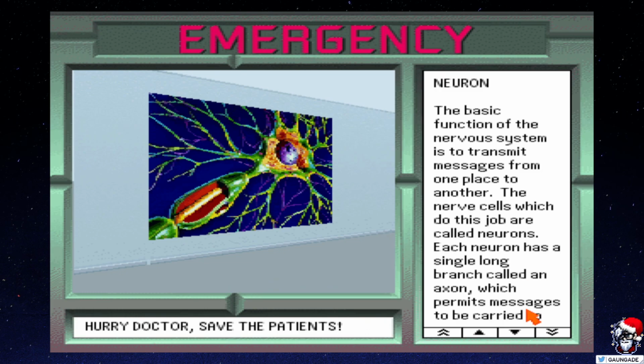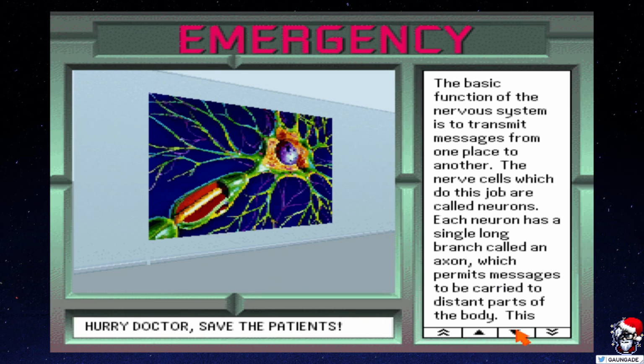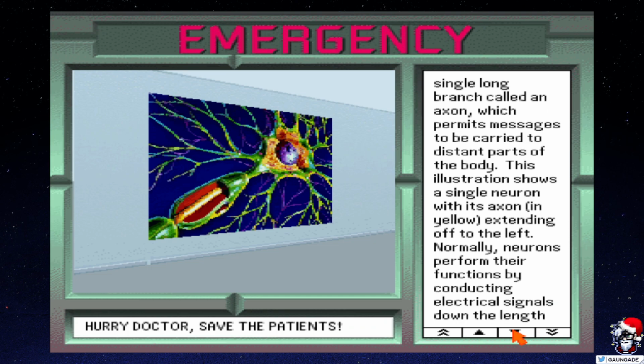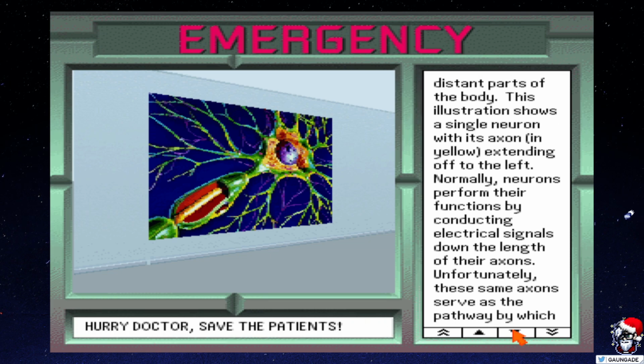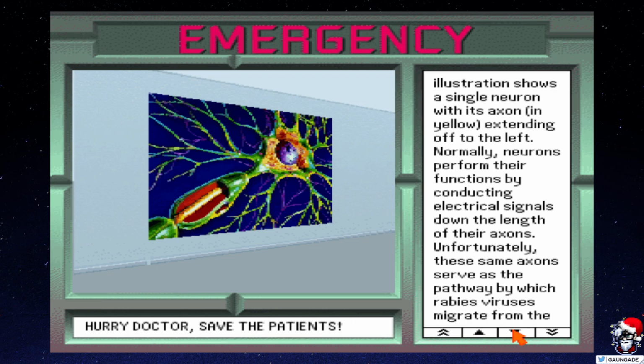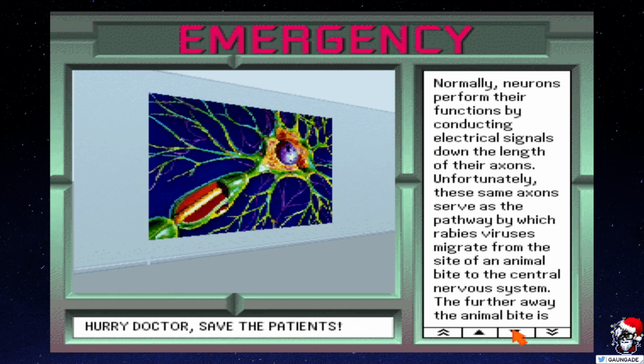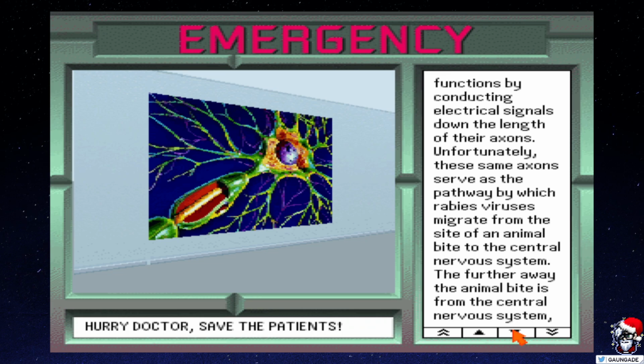Neuron. The basic function of the nervous system is to transmit messages from one place to another. The nerve cells which do this job are called neurons. Each neuron has a single long branch called an axon, which permits messages to be carried to distant parts of the body. This illustration shows a single neuron with its axon, in yellow, extending off to the left. Normally, neurons perform their functions by conducting electrical signals down the length of their axons. Unfortunately, these same axons serve as the pathway by which rabies viruses migrate from the site of an animal bite to the central nervous system.